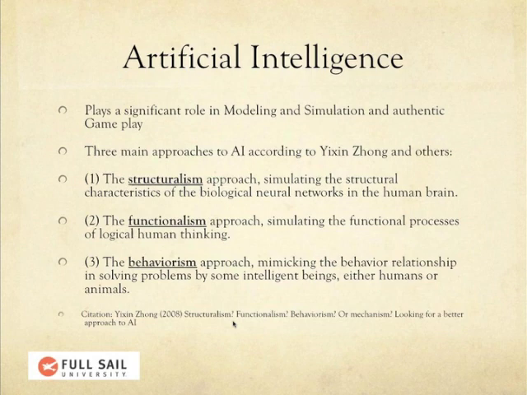This approach is oftentimes used when we are using computer systems to help us better understand how the human brain functions and how humans behave. So this is a computerized way of maybe understanding cognitive science and psychology. Its main focus is on simulating the structural characteristics of the biological neural networks in the human brain. So we may actually link together a bunch of circuits in an attempt to model how neurons and neural networks in the brain work.